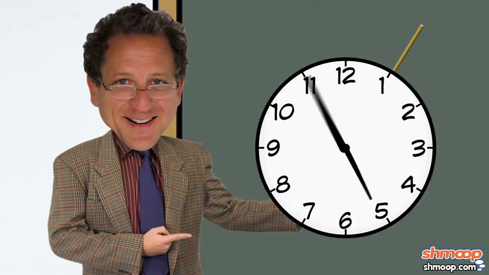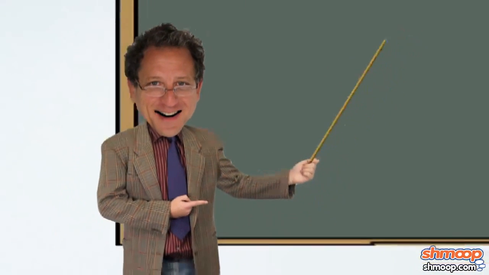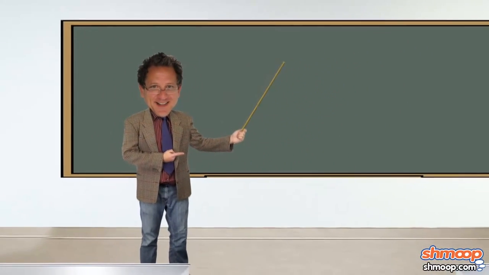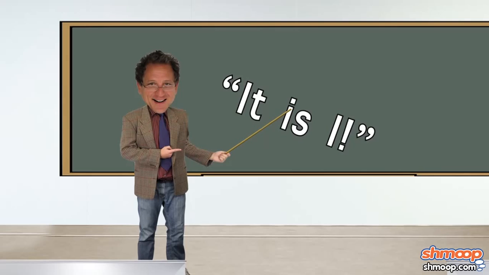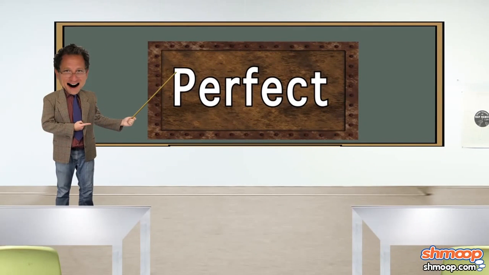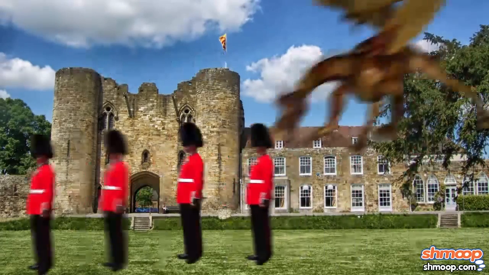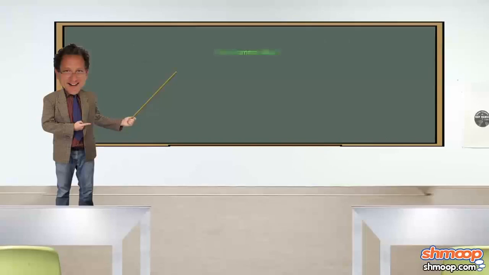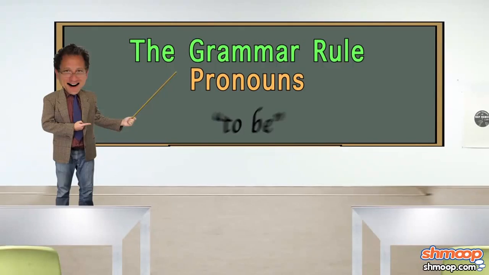Okay, wait just one minute. Phoebe, this is the day of days, the moment of moments, and you lead with, "It is I?" Well, Phoebe's grammar isn't wrong here. In fact, her grammar is perfect. But come on, "it is I?" This is the 21st century, not Regency England. Run away! The problem is, the grammar rule for pronouns with to be truly is stuck in the past.